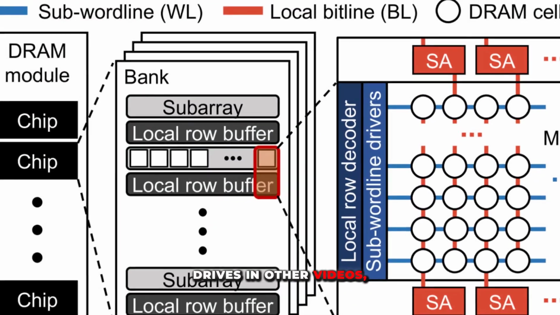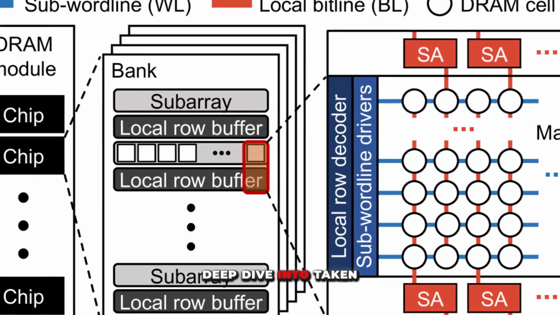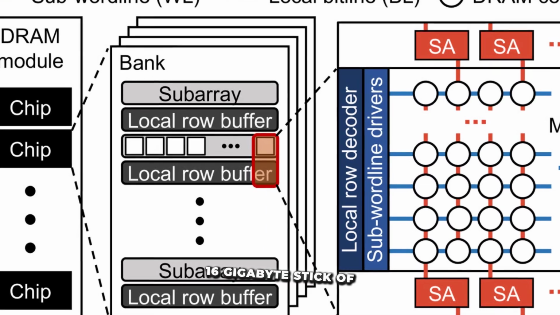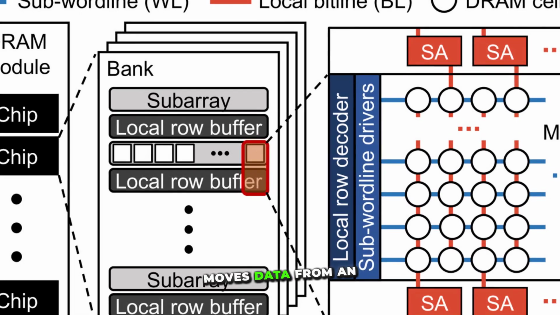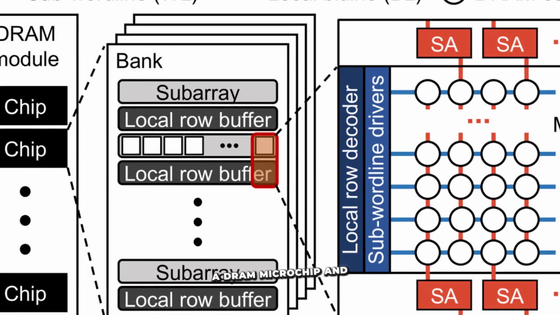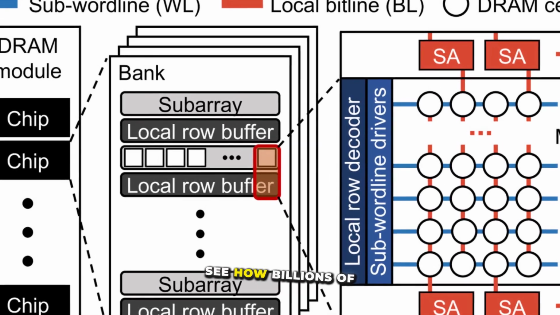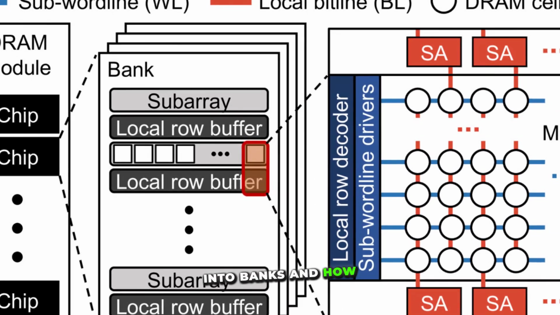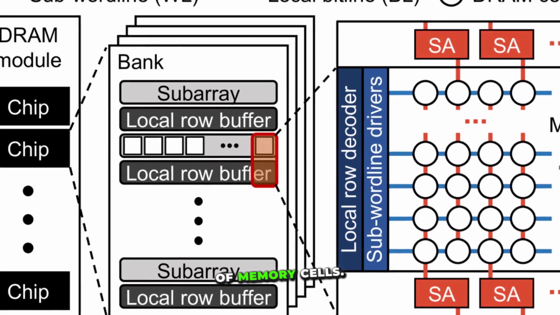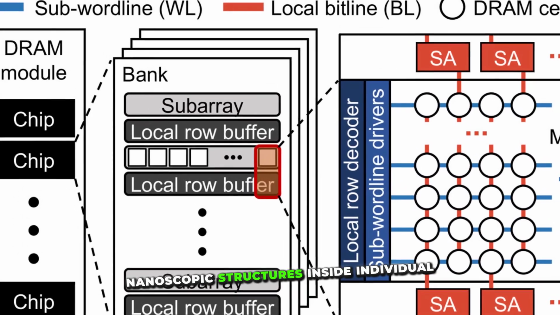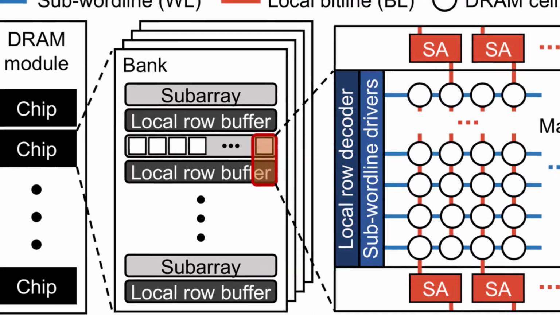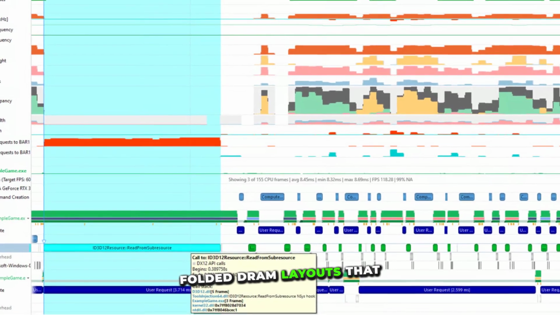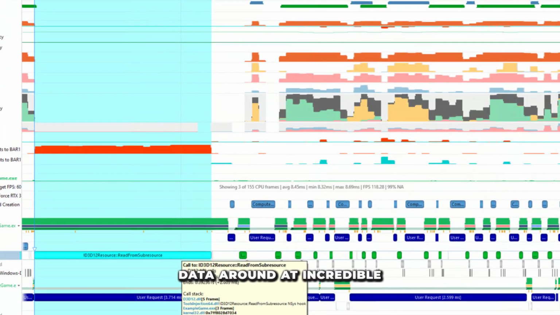We covered solid-state drives in other videos, so in this video we're going to take a deep dive into the 16 gigabyte stick of DRAM. First, we'll see exactly how the CPU communicates and moves data from an SSD to DRAM. Then we'll open up a DRAM microchip and see how billions of memory cells are organized into banks and how data is written to and read from groups of memory cells. In the process, we'll dive into the nanoscopic structures inside individual memory cells and see how each capacitor physically stores 1 bit of data. Finally, we'll explore some breakthroughs and optimizations such as the burst buffer and folded DRAM layouts that enable DRAM to move data around at incredible speeds.